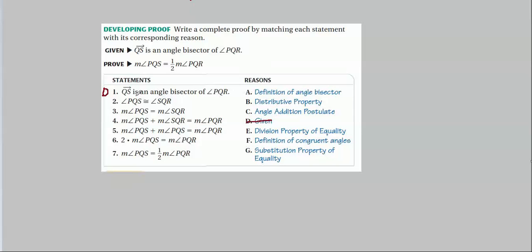Now, we have that this ray, QS, is an angle bisector of PQR. So we don't know what kind of an angle PQR is. It could be obtuse, it could be right, and it could be acute. So let's just draw an angle and see if I can draw something that looks kind of like a bisector. It's not very good, but let's just pretend that that is the bisector. There's Q, there's S, over here somewhere, I guess.